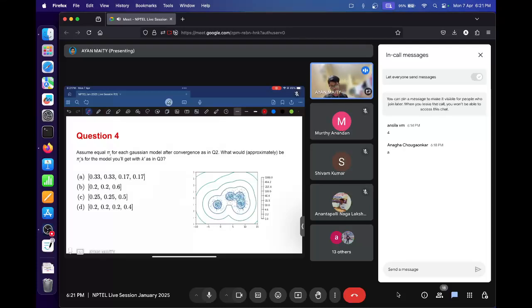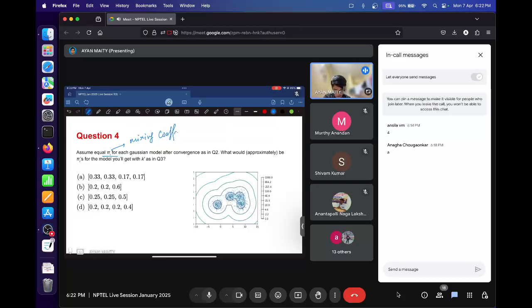Now question 4, again on the same figure. Assume equal pi i. These pi i are called mixing coefficients. Basically, pi i means the fraction of elements present in the ith cluster.